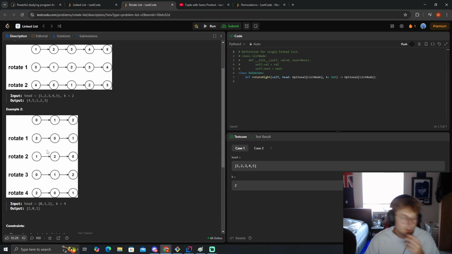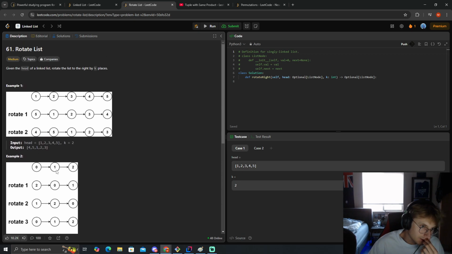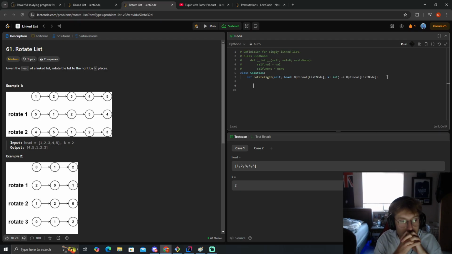I think this is a fairly okay problem. I do kind of have an idea about how to do this one. I think there's many ways you can do this. Again, you can kind of do it the cheating way with the array, but I'm going to try and do this in place with just the linked list and just rotate the pointers.